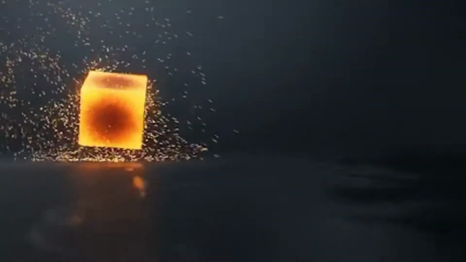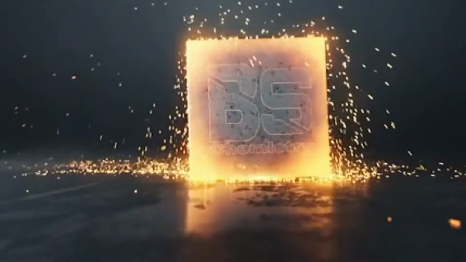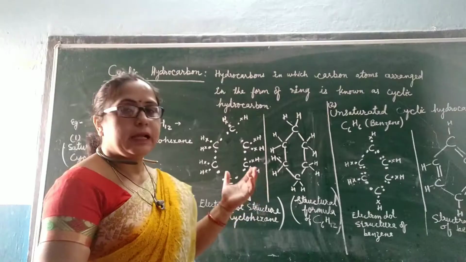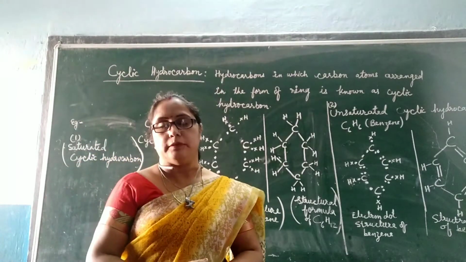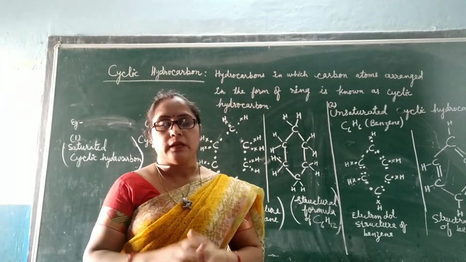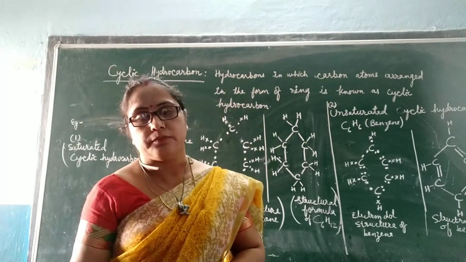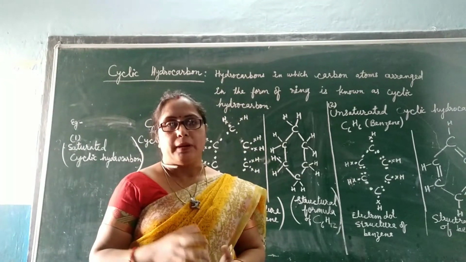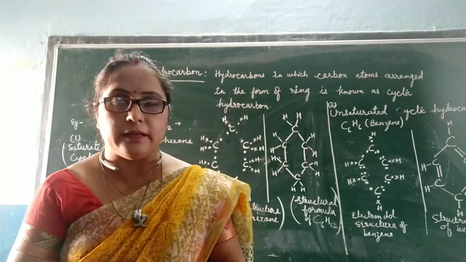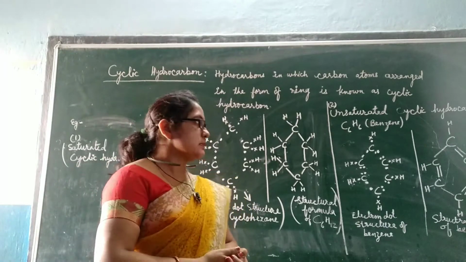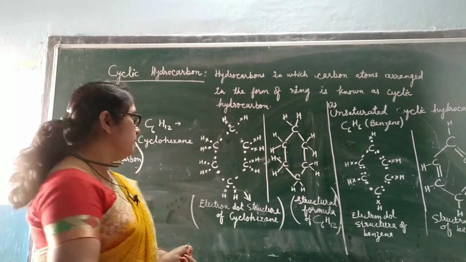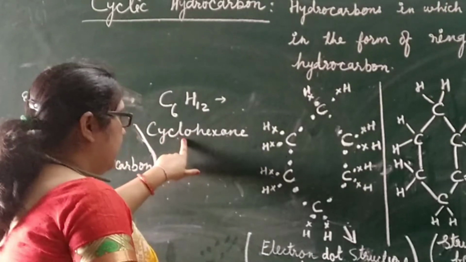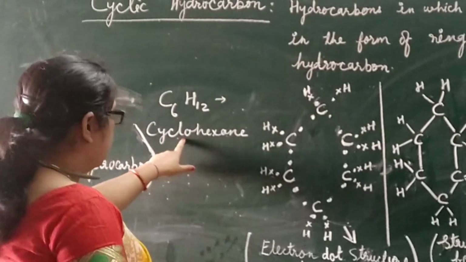Cyclic hydrocarbons are those hydrocarbons in which carbon atoms are arranged in the form of a ring, such as a pentagonal ring or hexagonal ring. So now we will discuss with the help of examples. First is a cyclic hydrocarbon, that is cyclohexane.